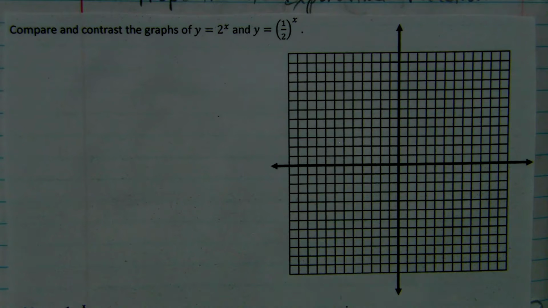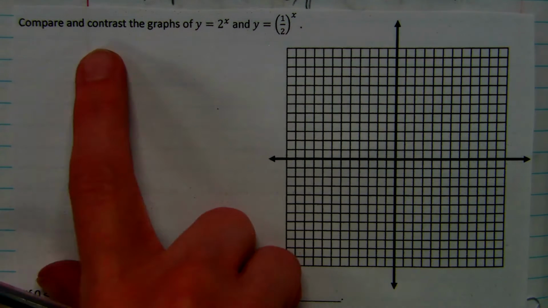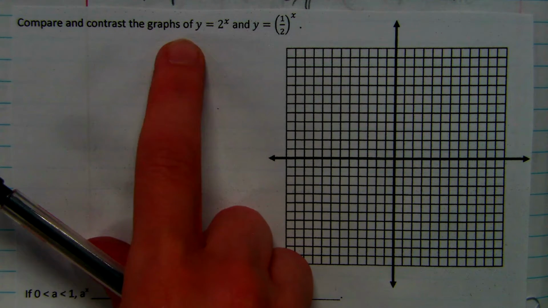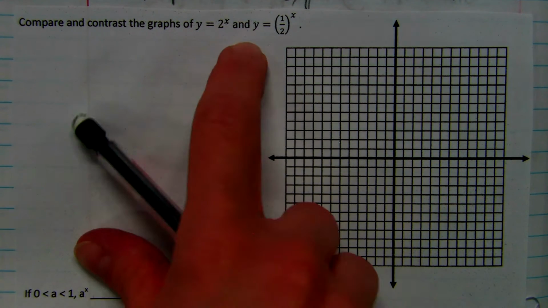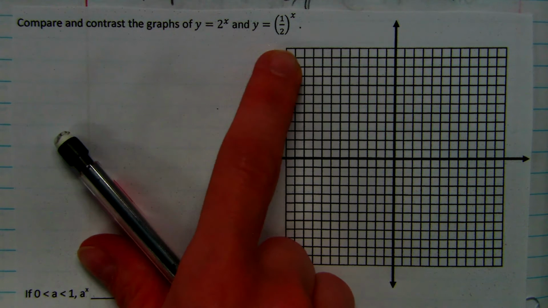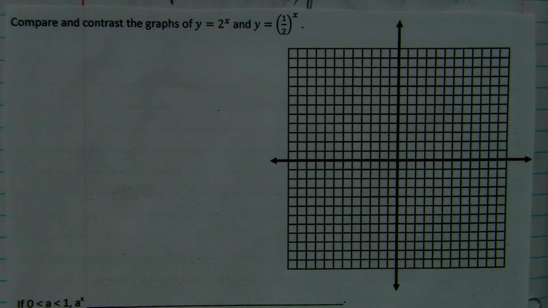All right, we are starting the lesson, Properties of Exponential Functions. It says we're going to compare and contrast the graphs of y equals 2 to the x and y equals 1/2 to the x. Can we do this? So, not exactly. So we're going to add on to what we learned yesterday. We are going to use the graphing calculators a little bit to help us with the graphs, okay?